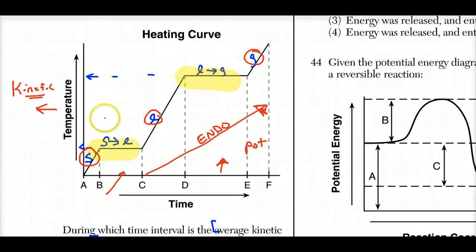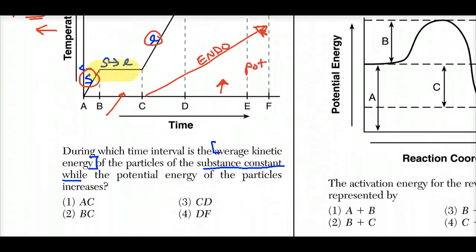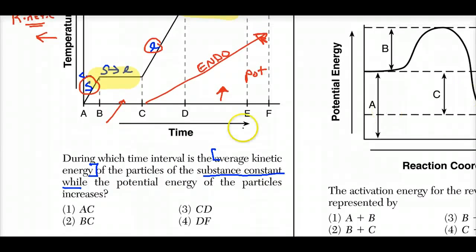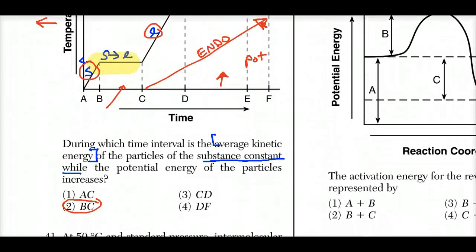Obviously, potential energy is going down as you release energy through every segment. So we want to go left to right, and we want to find either B to C, which I see there, or D to E, but not the other way around. So that's why 2 is the answer. We're adding energy, so our potential is going up, and we're picking an interval where the temperature, or average kinetic energy, is staying the same. B to C, choice 2.